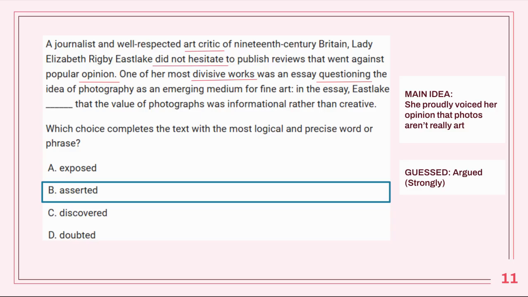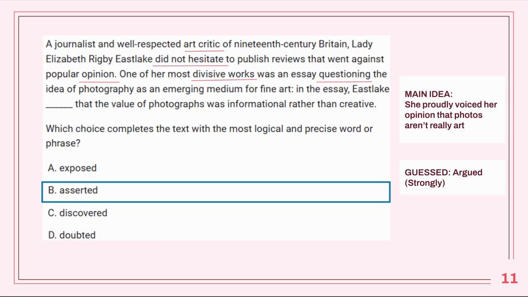And then D, doubted. She doesn't doubt her own opinion. She's trying to argue her own opinion, so doubt doesn't make a lot of sense in this case. Asserted just means to proudly state or firmly state that the value of photographs was informational rather than creative. So in an essay, you can assert things, you can argue things, but in this case, she's not exposing a fact, she's not exposing a secret, and she's not discovering a secret or a fact either. She's just stating or asserting her opinion. So that's why asserted is going to be the best word.